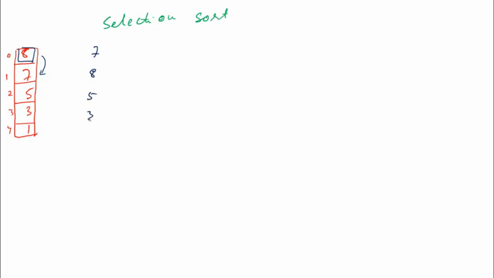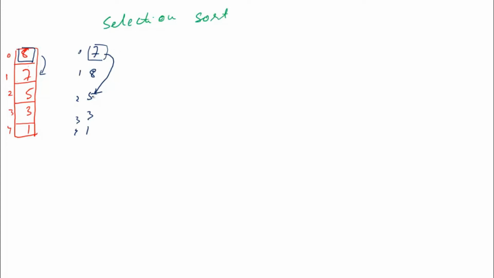Then 5, 3 and 1. I'm not drawing the boxes here. We just understand that this is the 0 position, and this is 1, 2, 3 and 4. Now I have fixed the 0 position, and it contains 7. Again it will check this value against this value. The first index has already been checked, so now it will check from the 0 index to the second index of the array.